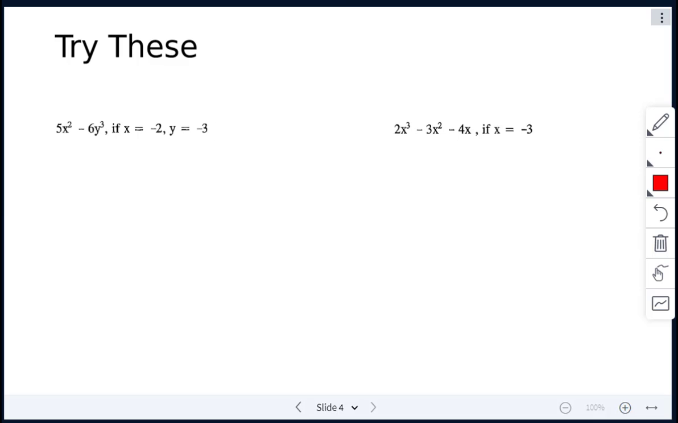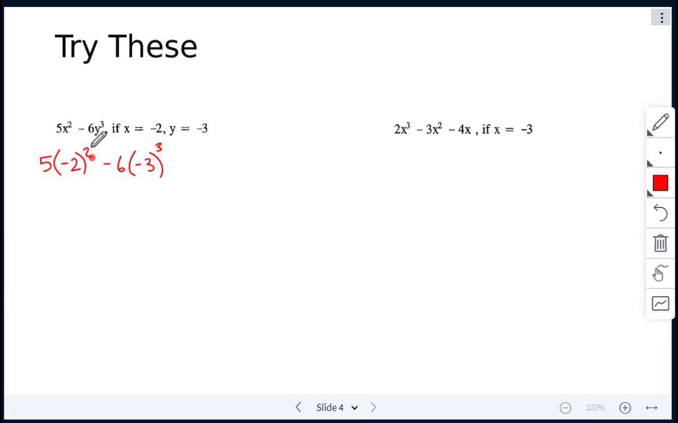All right, so we have here 5x squared minus 6y cubed, and we are told that x is equal to negative 2 and y is equal to negative 3. So let's substitute first. So that becomes 5, open up a bracket, negative 2 squared minus 6, and then negative 3 cubed. So the first thing we have to do here is work with our exponents.